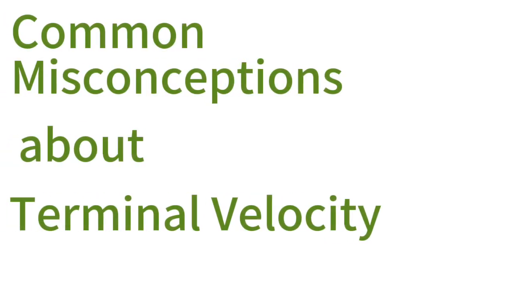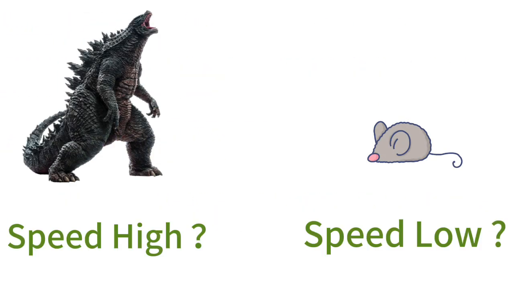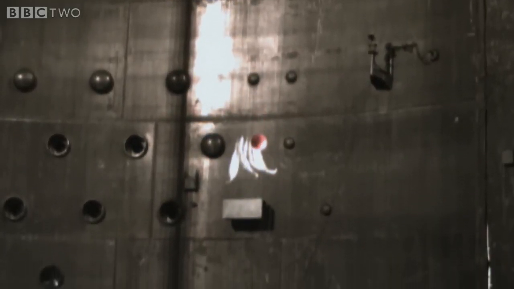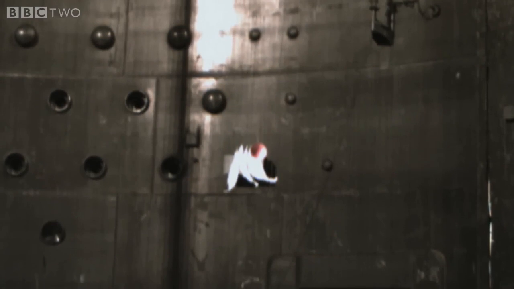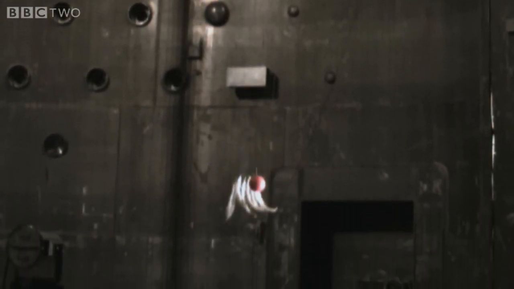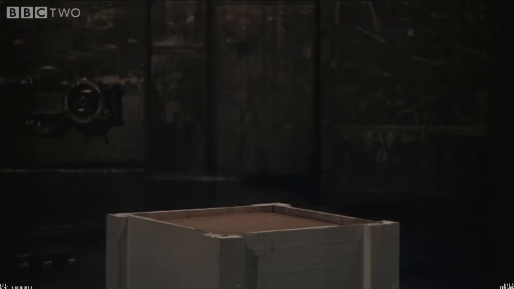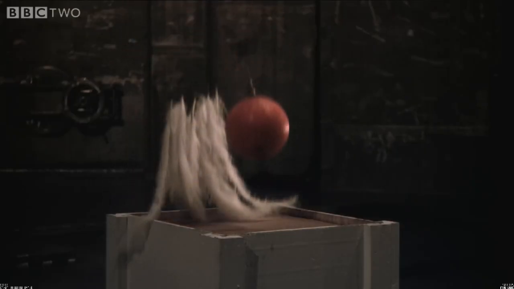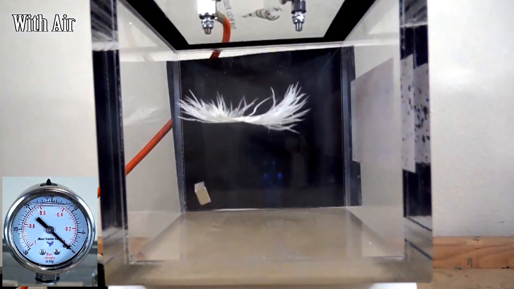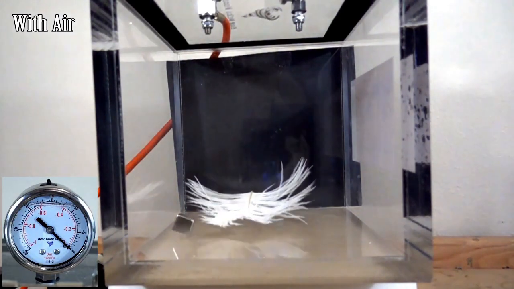Many people think that heavier objects fall faster, but that's only true when there's air resistance. In a vacuum, where there's no air, all objects fall at the same rate. But in our everyday environment with air, heavier objects often reach higher terminal velocities because they require more air resistance to balance gravity. This is why a stone and a feather fall differently in the open air, but at the same speed in a vacuum.